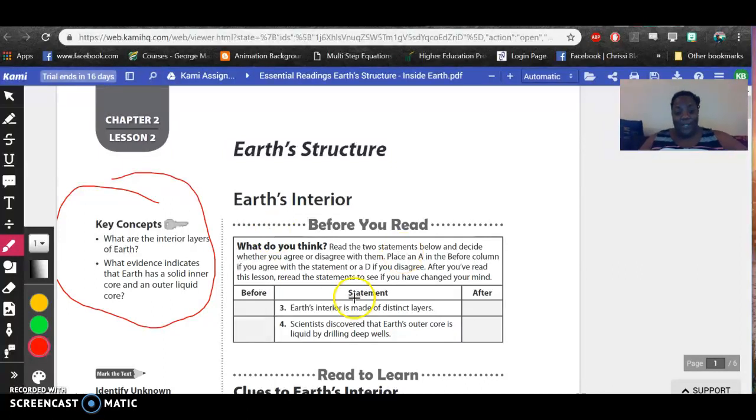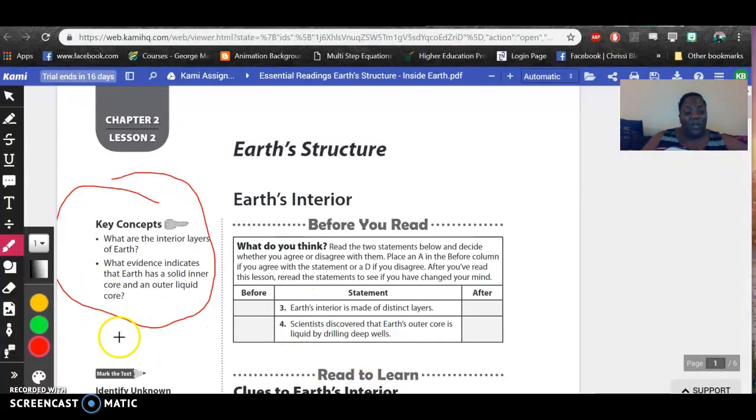So, statements before. What do we think? Earth's interior is made of distinctive layers. Do we agree or disagree? If you agree, put an A here, or put a D here if you disagree. And number 4, scientists discovered that Earth's outer core is liquid by drilling deep holes. If you agree, put an A here, or if you disagree, put a D here.